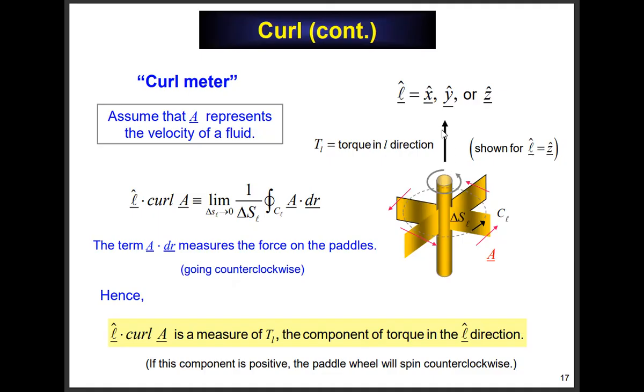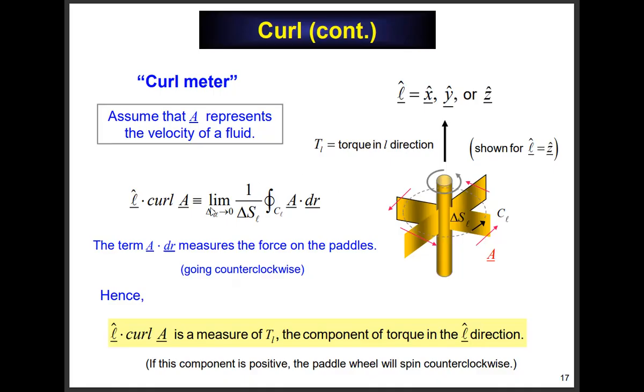Negative Z component of torque means it wants to spin this way, right? So just pretend I can measure the torque T sub Z. It can be positive or negative, depending on which way this wants to spin. That's my paddle wheel. And I'm going to claim that this paddle wheel is really a nifty little way to measure curl. That's what I'm going to claim. Let's see how that works.